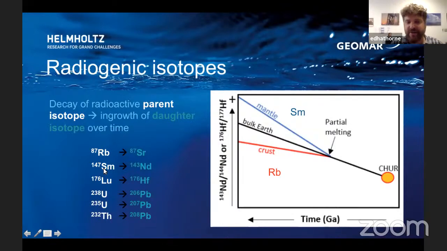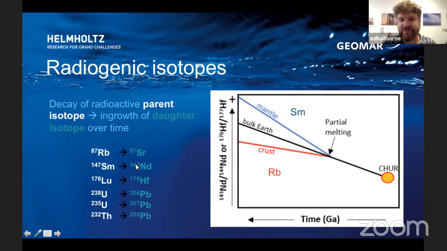The reason we have these different systems is because different elements are more mobile than others. Strontium, for example, is much more mobile in the Earth's surface environment, and therefore it tells us more about the weathering fluid, perhaps, than necessarily the host rock.